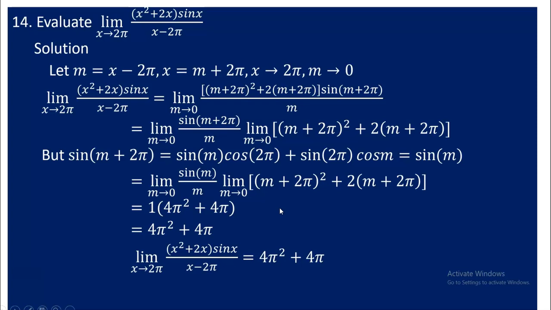Next, this is the one I told you now. The limit of the given function is 4 pi squared plus 4 pi. For you, I now have another question. It says, evaluate the limit of x sine of x minus pi over x minus pi as x approaches 2 pi. Basically, there are different techniques to find this again.